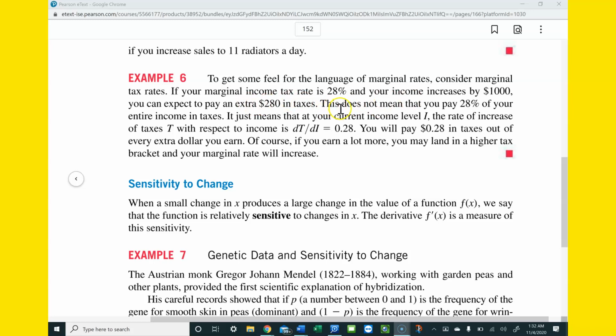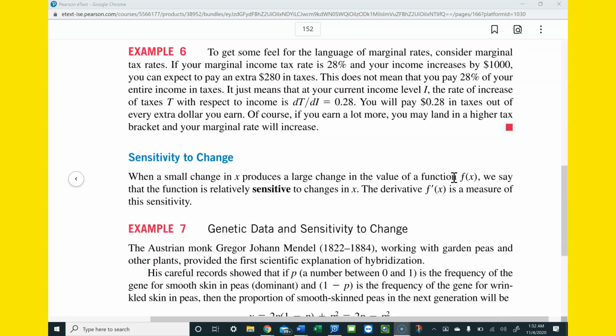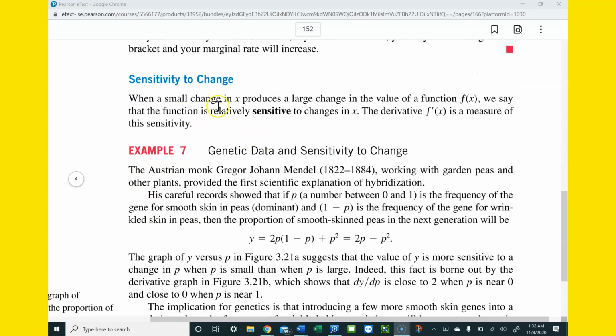All right, and that's going to depend. You can read the rest of that problem yourself, but it depends on if you land in a higher tax bracket, then your marginal rate will be even higher than that. When a small change in x produces a large change in the value of a function f of x, we say that that function is relatively sensitive to changes in x. That's sensitivity to change. The derivative f prime of x is a measure of this sensitivity.